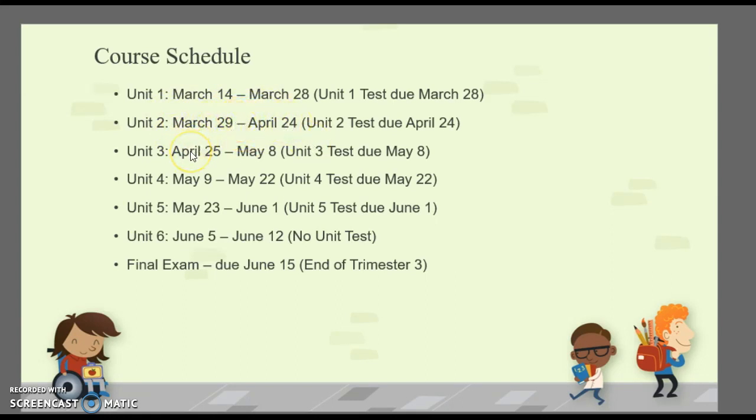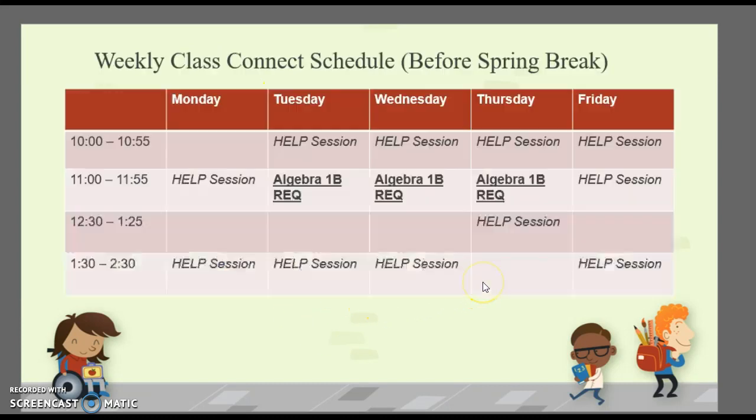And then Unit 3, April 25th to May 8th. See, some of these units are really short. Unit 4, May 9th to May 22nd. Unit 5, May 23rd to June 1st. And then Unit 6, June 5th to June 12th. There is no unit test for Unit 6. And then our final exam is due June 15th, which is the end of trimester 3. Like I said, it's going to go by really fast.